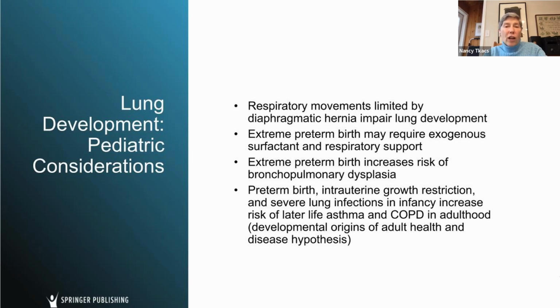For example, if you have a congenital diaphragmatic hernia and abdominal contents move up into the thorax and compress the lungs, that will impair lung development because the respiratory movements won't be able to fill the whole lung. Extreme preterm birth can require exogenous surfactant and respiratory support, and also increase the risk of bronchopulmonary dysplasia. And there is a vulnerability of the lungs to preterm birth, intrauterine growth restriction, severe lung infections in infancy. All of these increase the risk of later life asthma and COPD in adulthood.